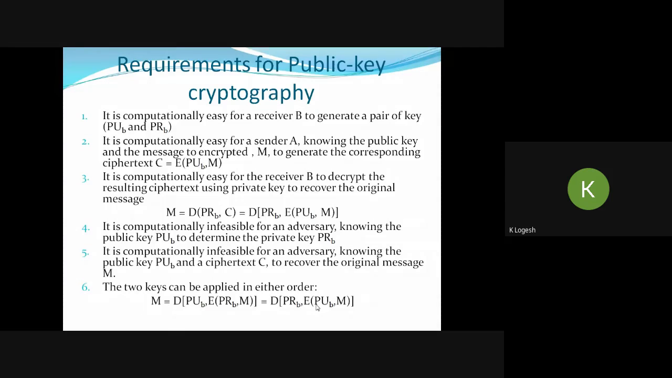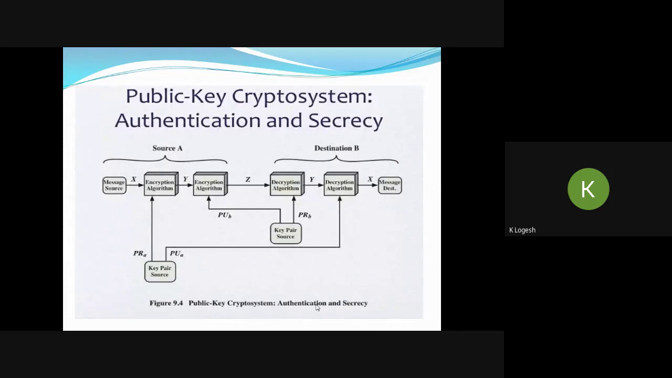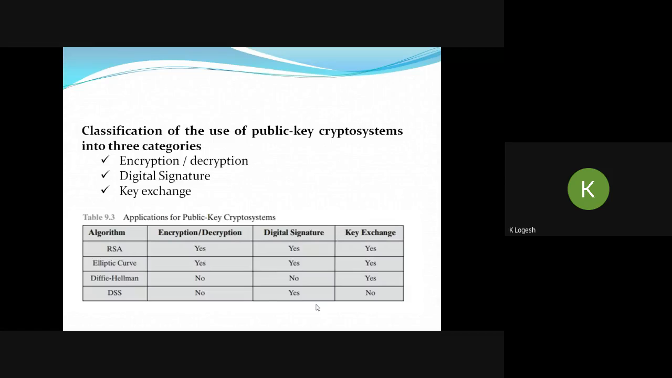In either order. That is, M equals decryption of the encryption with B's private key using B's public key, or in another way, decryption with the private key of B of the message encrypted with the public key of B. If it is difficult to understand this equation, you can draw this diagram for authentication and secrecy. If you draw this diagram, you can easily understand this equation.